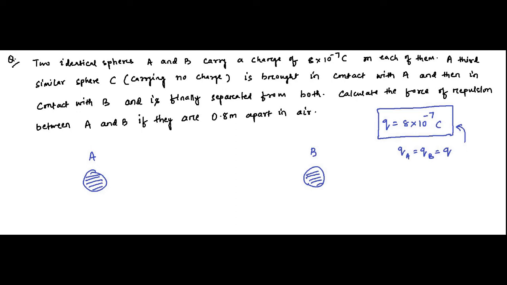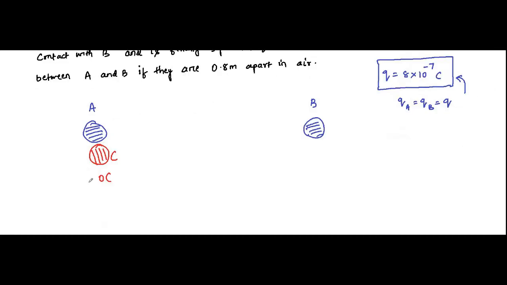Now we have a third sphere, okay, a third sphere which is first brought in contact with A. This third sphere is C. It carries 0 coulomb of charge. It is brought in contact with first A. So let us take these two charges, the contact between A and C.